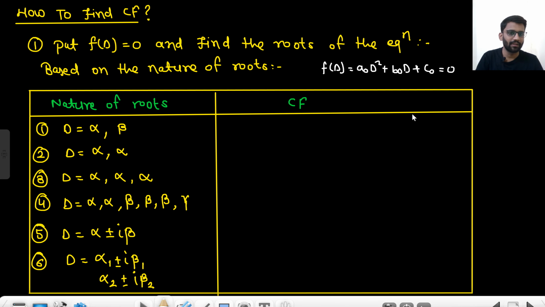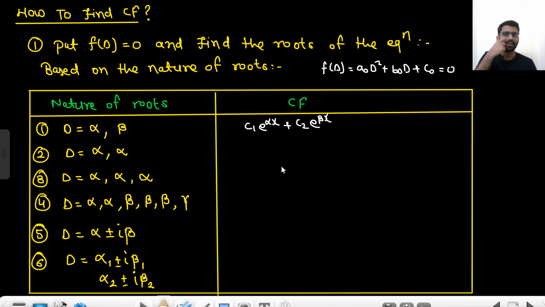So based on the equation, let's assume if it is a third order equation, how many roots will it have? 3. Fourth order, 4. Second order, 2. First order, 1 only. So based on the roots, we can define the CF. Let's assume we are having two different roots, alpha and beta. So what will be your CF? CF will be C1 e to the power alpha x plus C2 e to the power beta x.